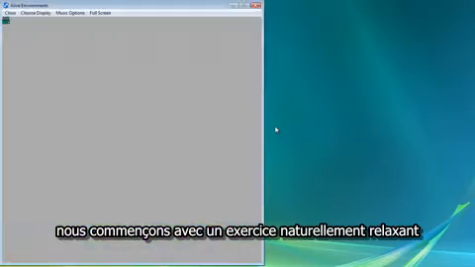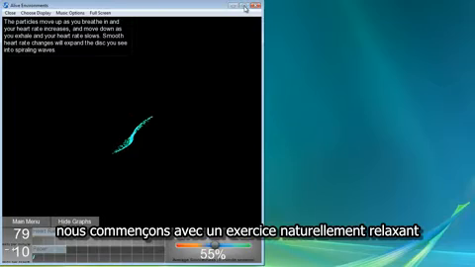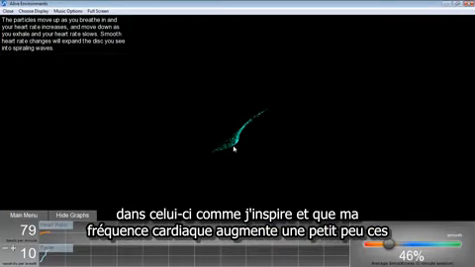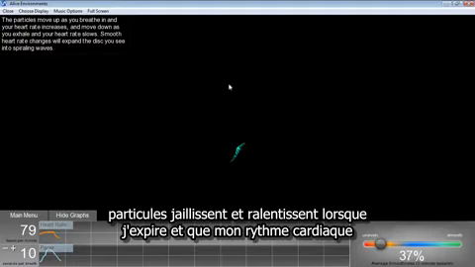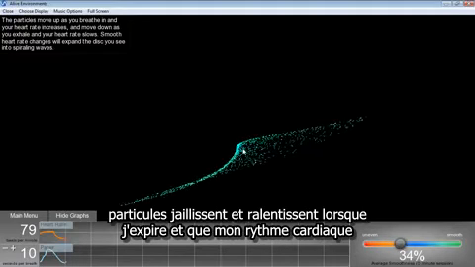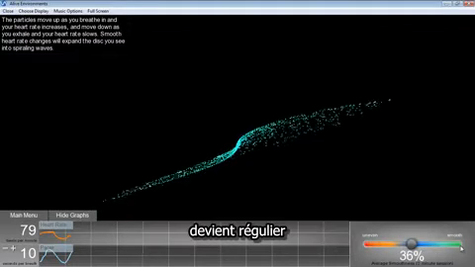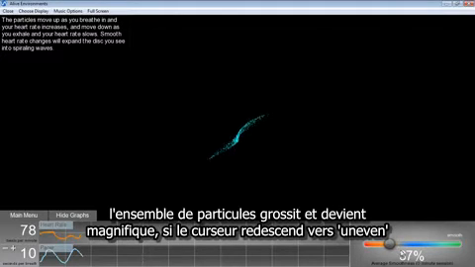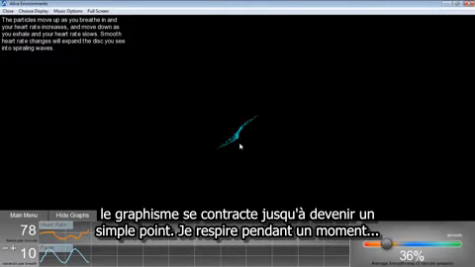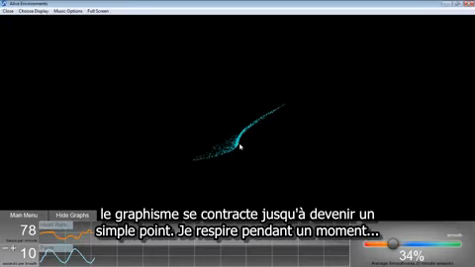And the way in Alive this is trained is in a series of increasingly challenging displays. We start with displays that are naturally relaxing. Here in this one, as I breathe in and my heart rate rises a little, these particles will shoot up, and as I breathe out they move down, and when my heart rate becomes smooth, the whole thing becomes big and beautiful, as when it becomes uneven it kind of shrinks to a dot. So I'll just breathe for a second.